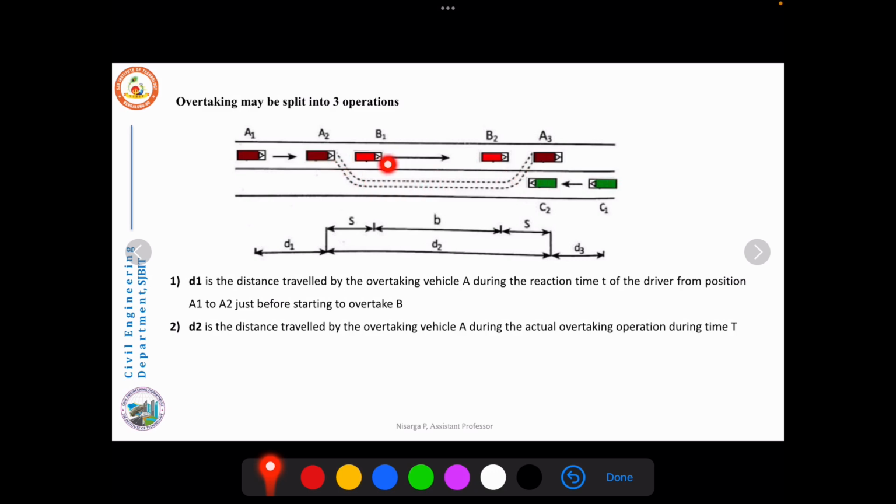And during the overtaking operation, the slow moving vehicle will also travel a certain distance. That distance is measured as B. After that, the vehicle overtaking operation is done. The fast moving vehicle shifts to the adjacent lane, maintaining some distance from the slow moving vehicle, that once again can be taken as the clear spacing.